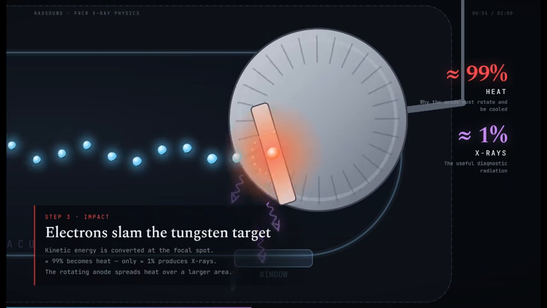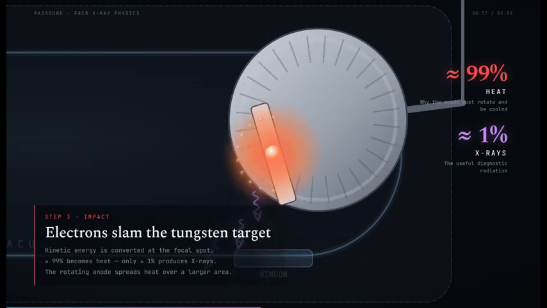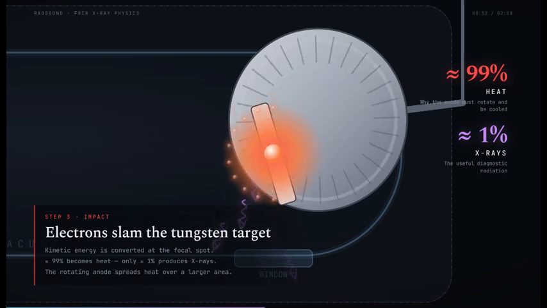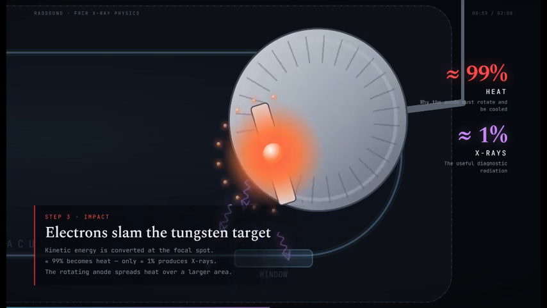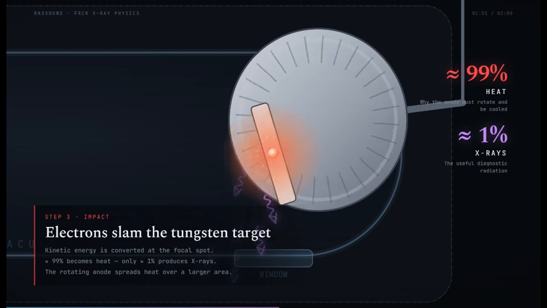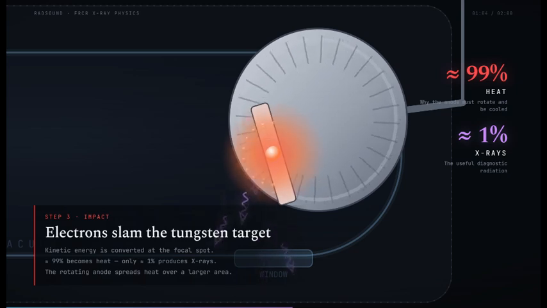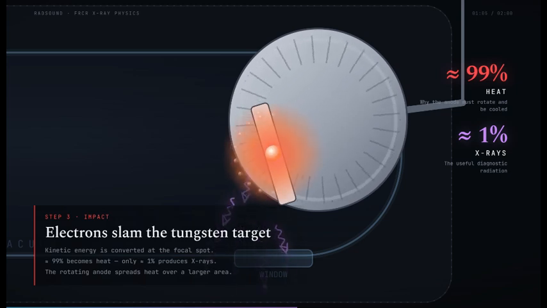Why is it that 99% will be converted into heat and only 1% will form X-ray? Out of that 1% of the X-ray, how much will be produced by characteristic radiation and how much will be produced by Bremsstrahlung, braking radiation? We're going to discuss in detail.